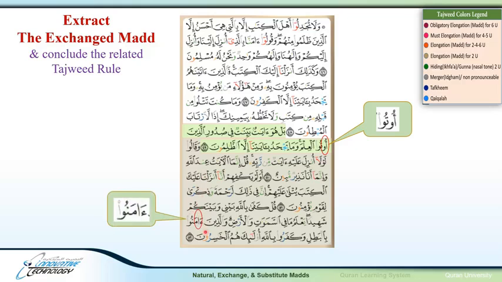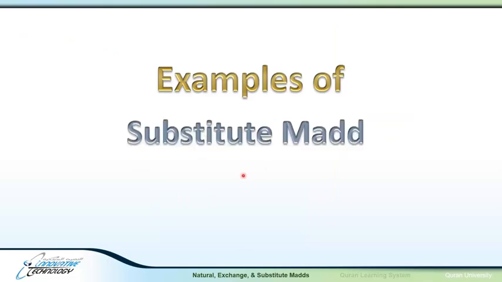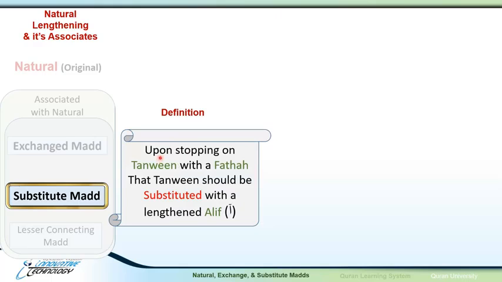Second finding is amanu, extending the a for 2 units. Now let's take more examples on the substitute med. Let's recall again the substitute med definition. We said that upon stopping on a tanween with a fatha, that tanween should be substituted with an alif that should be lengthened. Examples will illustrate that.